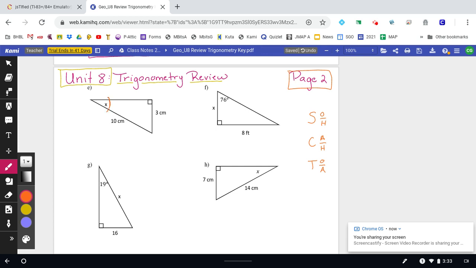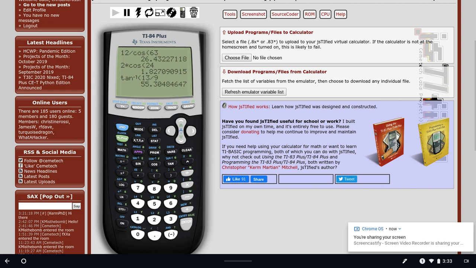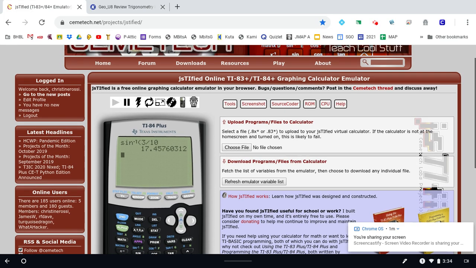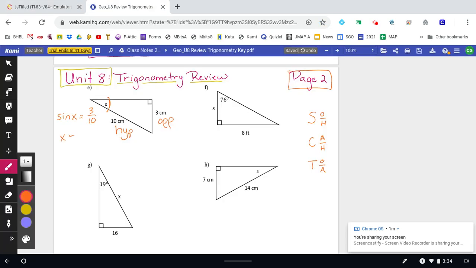All right, this time we're trying to find an angle. All right, so we have a hypotenuse. We have an opposite side. That tells us we're using the sine function. So sine of my angle x is my opposite over my hypotenuse. So this is where I'm going to use the inverse sine function of 3 divided by 10. So I get about 17.5 degrees. So x is approximately 17.5 degrees.